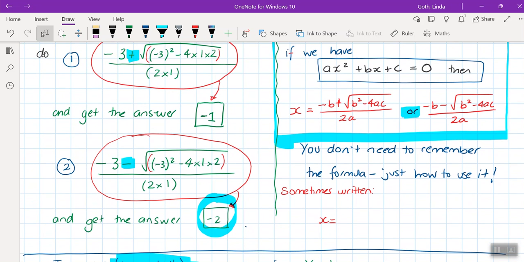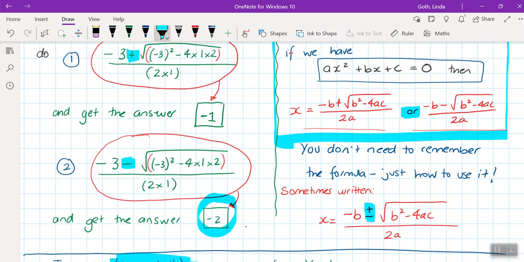Just to let you know, in case you see it written elsewhere in a textbook or something or online, sometimes people don't write it out as being one thing or the other. They write it like this, -b plus or minus the square root of b squared minus 4ac all over 2a. So instead of writing it out twice, once with the plus and once with the minus, they make use of this little symbol. Okay, that's the confusing part. Let's use the quadratic formula and hopefully it will become clear.